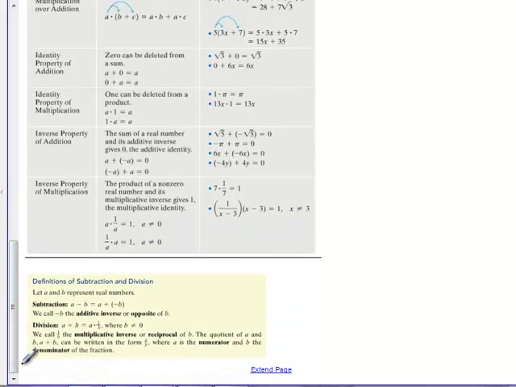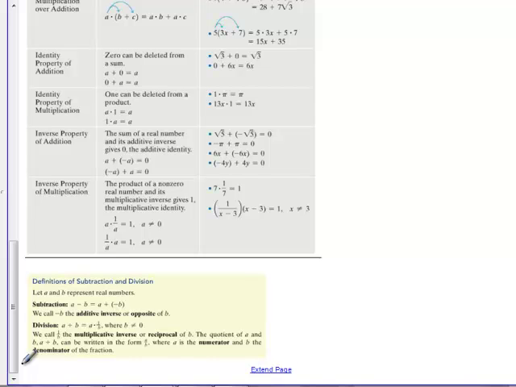If you add the opposite, you get 0. So 6 plus -6 is 0. And for the inverse property for multiplication, if you multiply by 1 over whatever the number was, you get 1. So if you have 6 times 1 over 6, 6 times a sixth, you get 1. I'm not sure why 6 is my favorite number today.